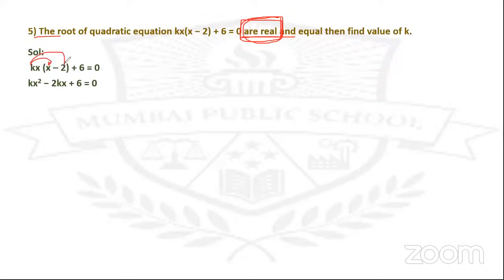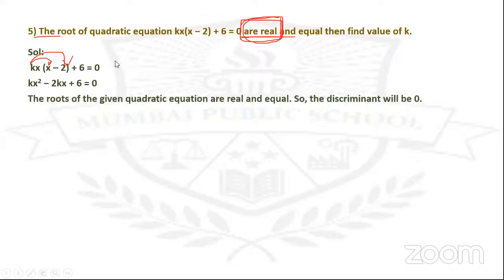X with minus 2. Understand? So check. The roots of the given quadratic are real and equal, so the discriminant will be 0. Very important information is hidden in the question. You'll get b square minus 4 equals 0. Understand? This is the understanding question. Now, this real root, b square minus 4 is 0.